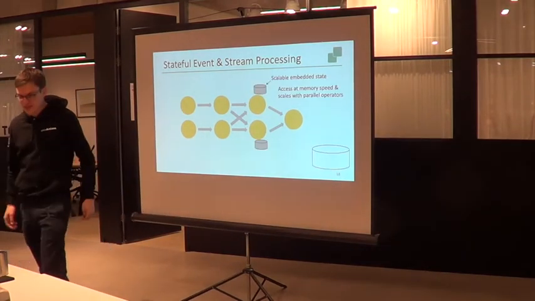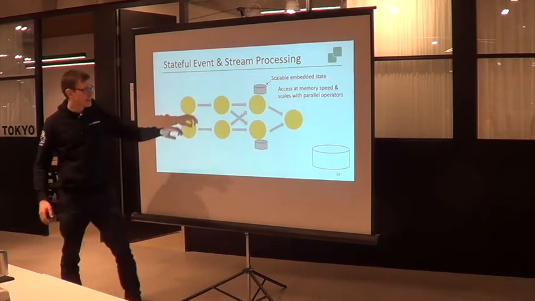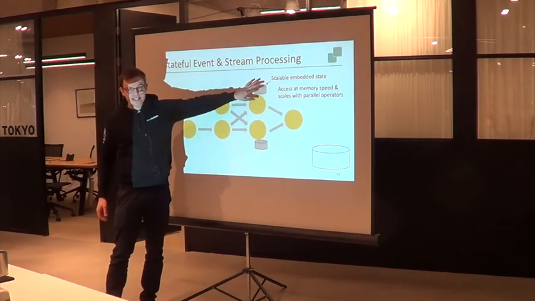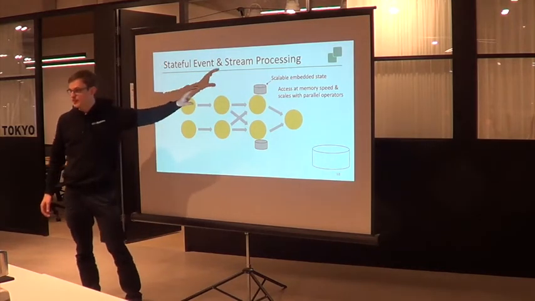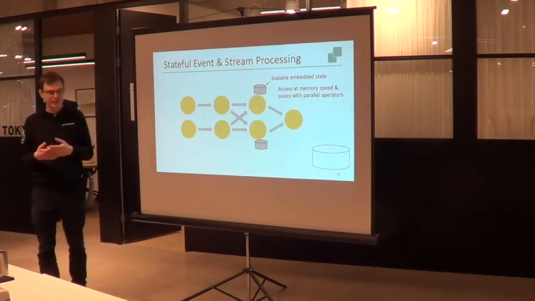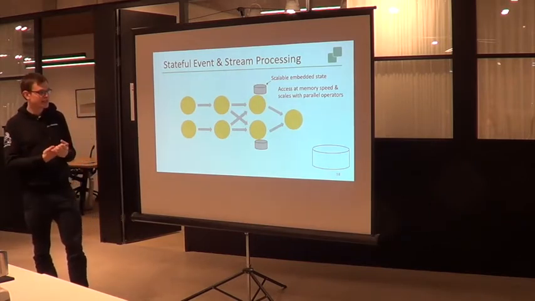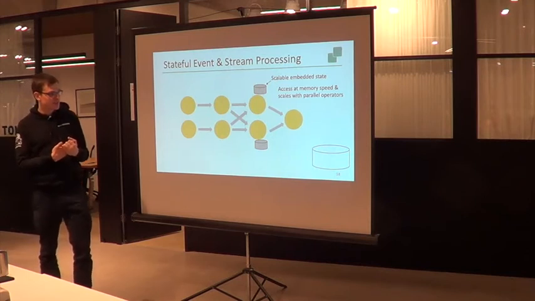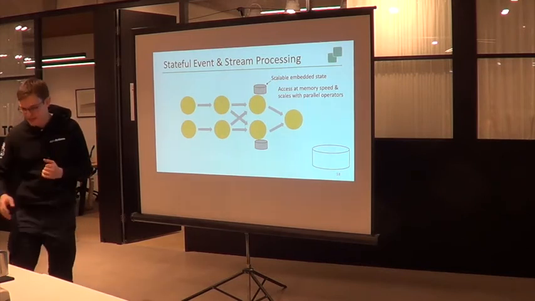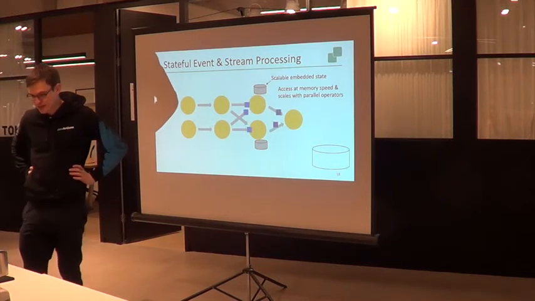The interesting part comes into play when we look a little bit onto the state. Flink has the state locally at each operator, which means that it allows you to scale the state very easily. You can scale basically the state with your application. You have memory speed access to state, and as I said, it scales. So let's have some data running through it.